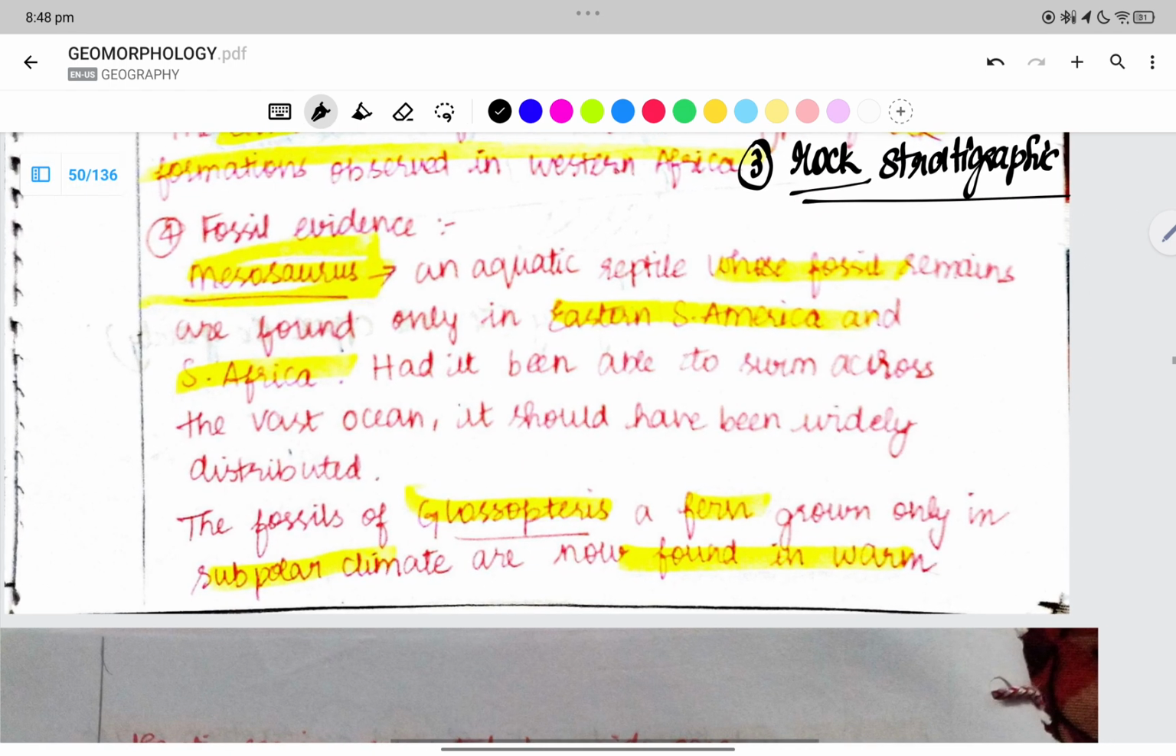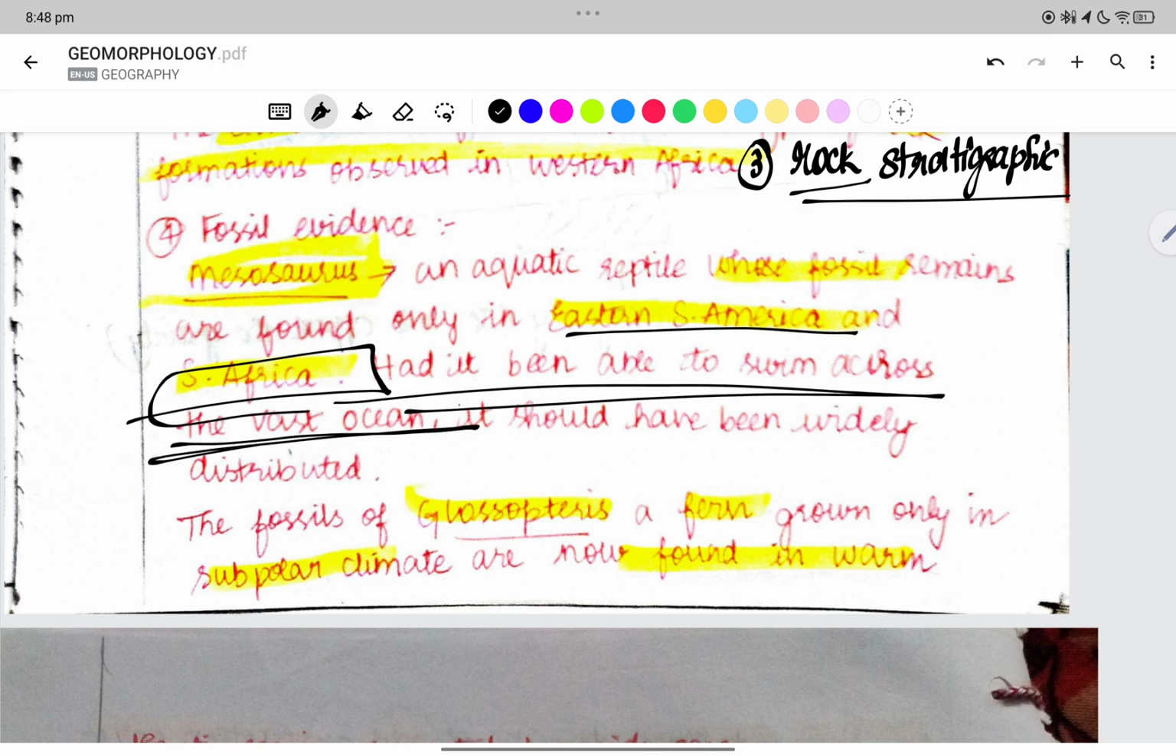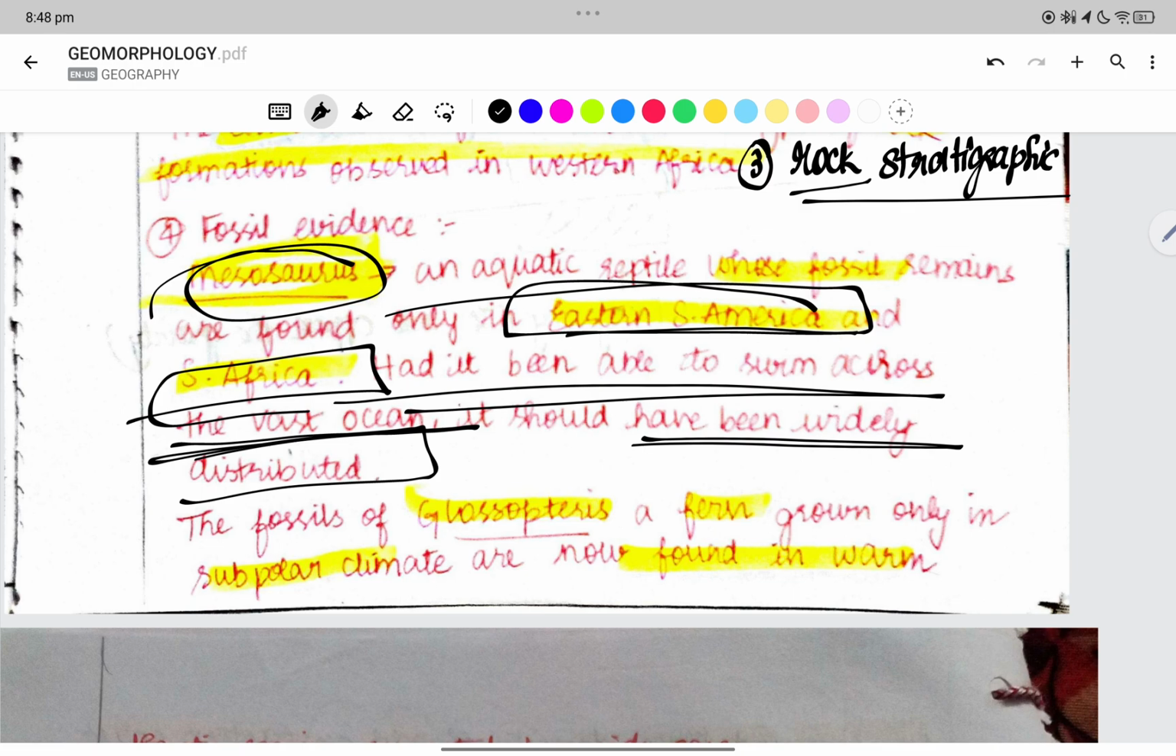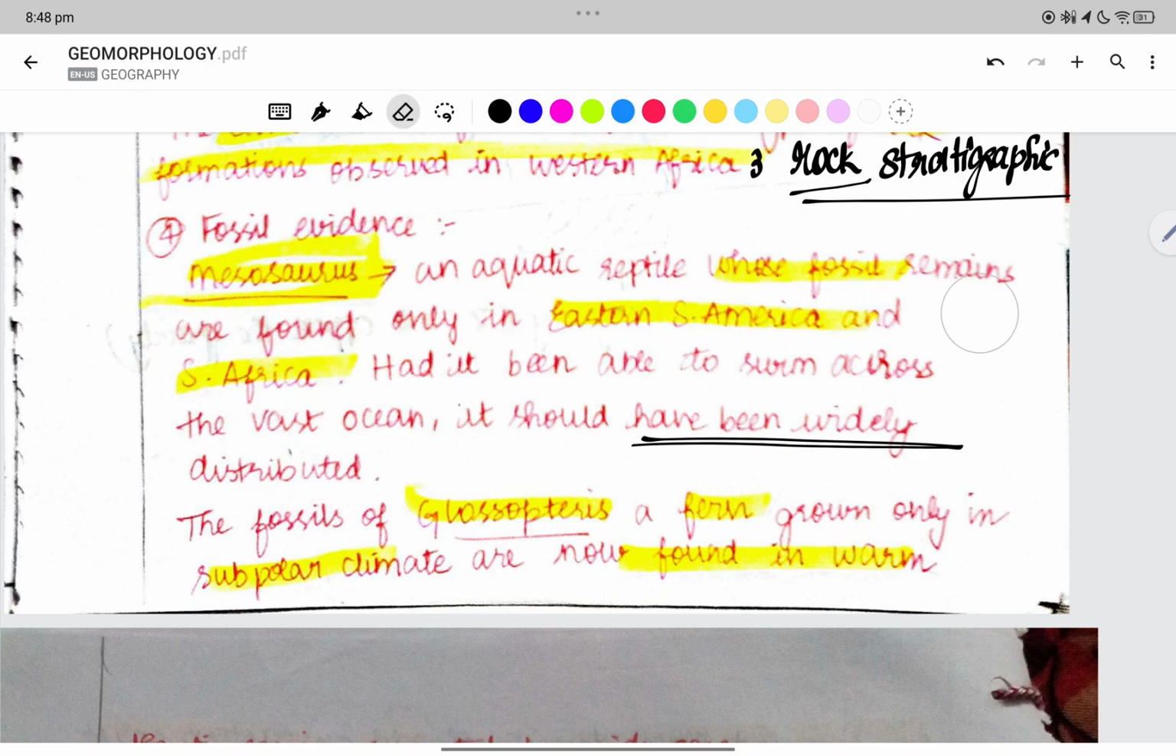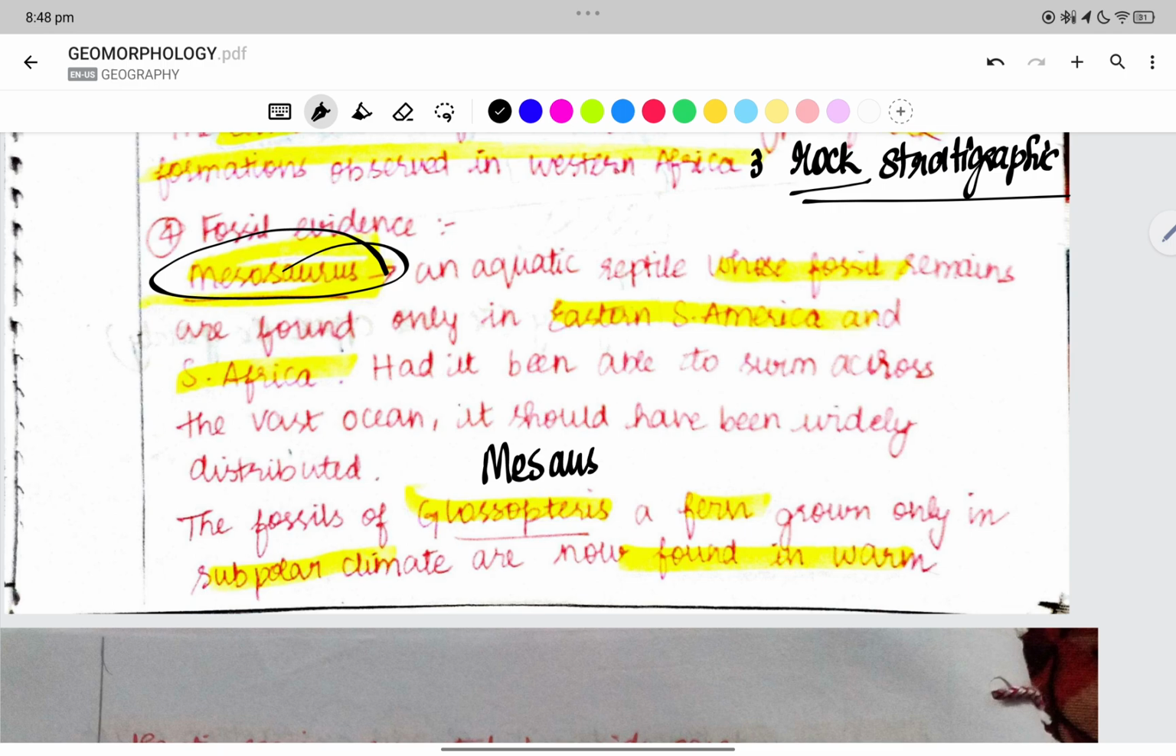Then we have fossil evidence. Mesosaurus is an aquatic, freshwater reptile. Its fossil remains were found in eastern South America and South Africa. Had it been able to swim across a vast ocean, it would have been widely distributed. So the example of fossil evidence is Mesosaurus.